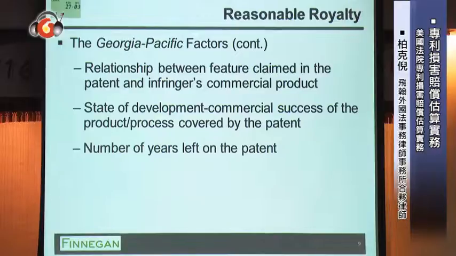And then finally, the relationship between the feature claimed in the patent and the product that's going to be sold by the infringer. Is this a core feature? Is this a really important feature of the product, or is it an option that only some customers like? That makes a big difference in the analysis. The state of development of the patented invention, is it still just a paper patent? It hasn't been proven to work yet in an actual product? Or is it a product that the patent owner has been selling for years very successfully? That also has an effect on the price. And then finally, the number of years left on the patent.